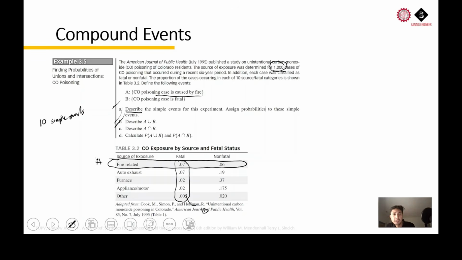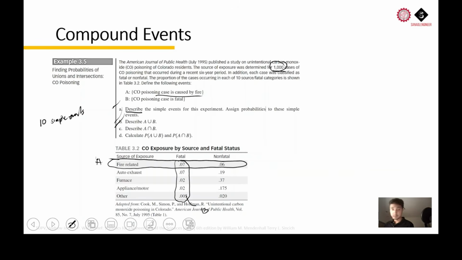So the union of A and B is the event that occurs if we observe a carbon monoxide poisoning case caused by fire exposure, event A, or a case where fatality occurs, event B, or both. Consequently, the simple events in the event A union B are those for which A occurs, B occurs, or both A and B occur. Okay. So it could be fire fatal, fire non-fatal, and then auto exhaust fatal, furnace fatal, appliance motor fatal, and other fatal. So those are the A union B.